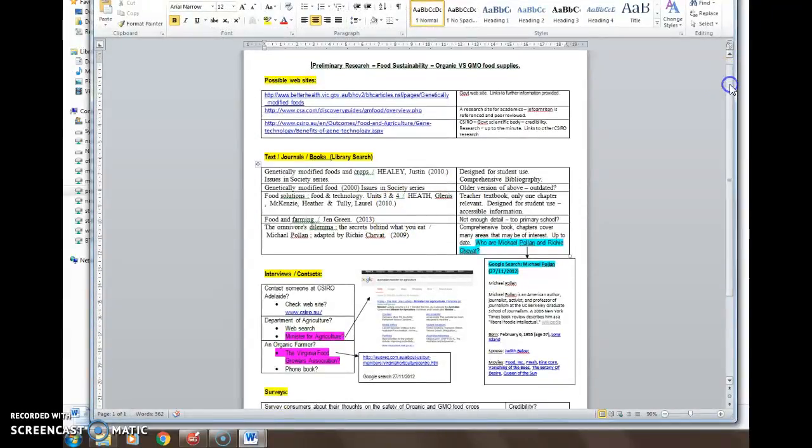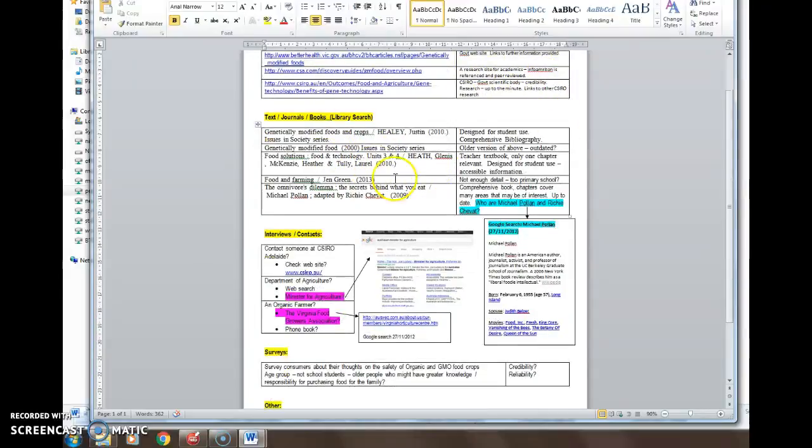This one is for a topic on organic food sustainability, where I've got some possible websites, and again, to demonstrate that I've looked at these websites and haven't just cut and pasted them, I've actually made some comments about them. Some text journals doing a library search, and again, this is information from those, including some details about one of the authors that I've found, so demonstrating again that I've started to look at author credibility.